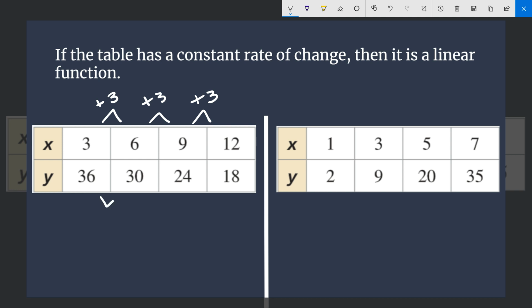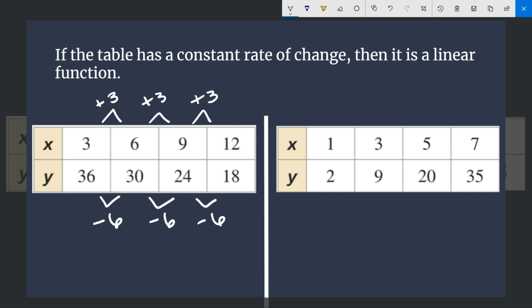So from 36 to 30 is decreasing 6. From 30 to 24 is also decreasing 6. 24 to 18 is also decreasing 6. So we can see this relationship on the table. The x changes by a constant amount every time. The y also changes by a constant amount every time. This is going to be a linear function.